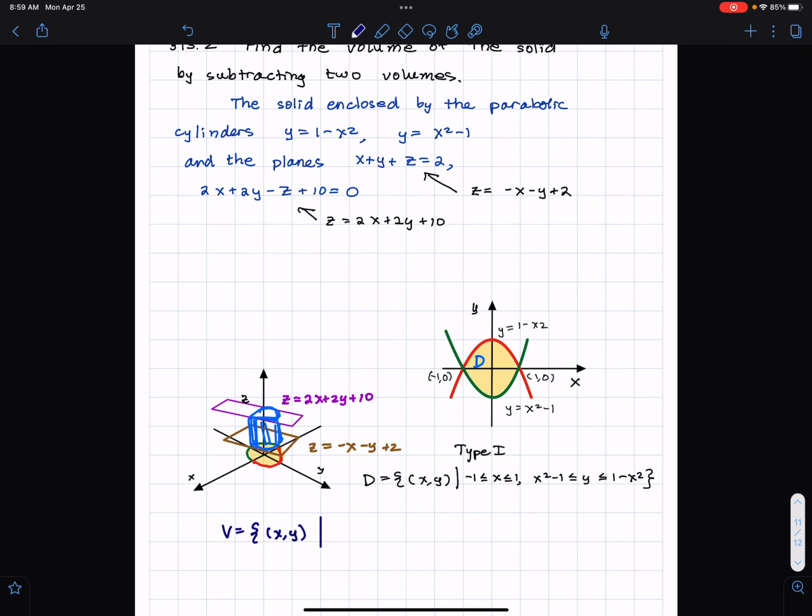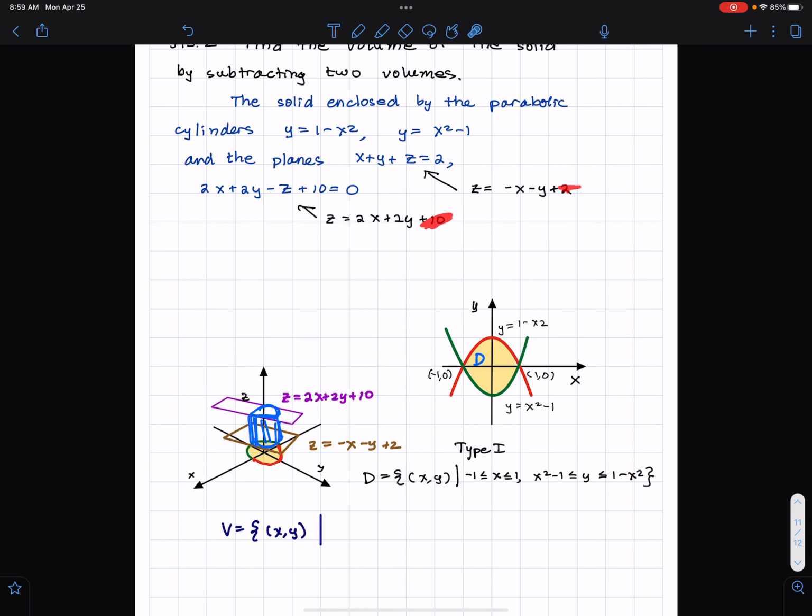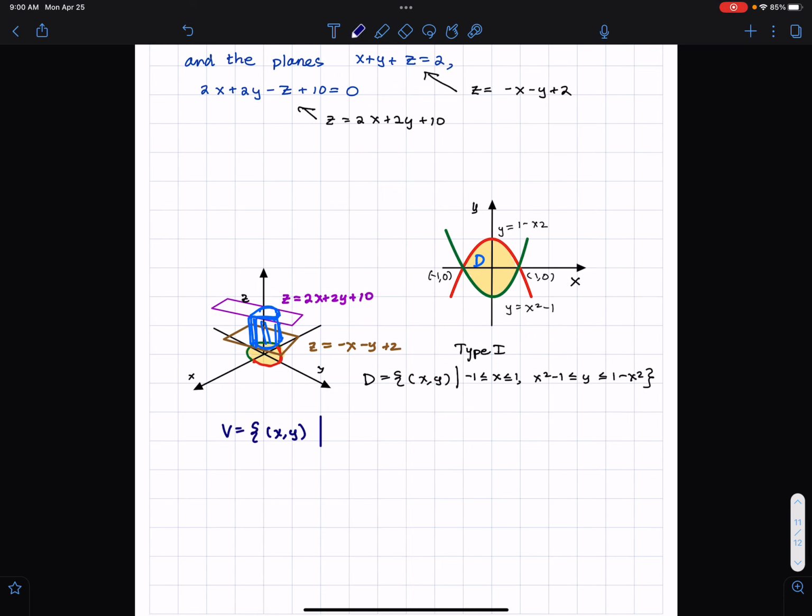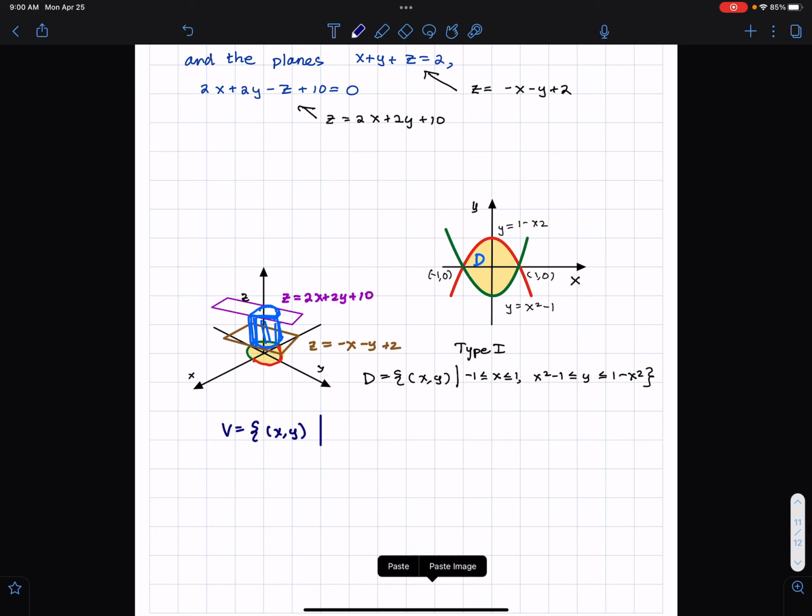If you take away this 10 and the 2, those two planes are parallel to each other, aren't they? Okay, let me just not spend too much time on that. Sorry, I started thinking two things at the same time.